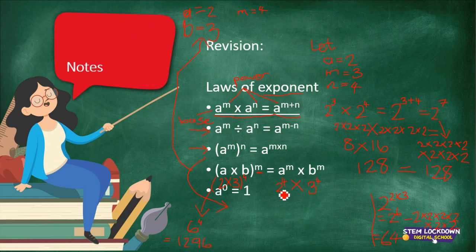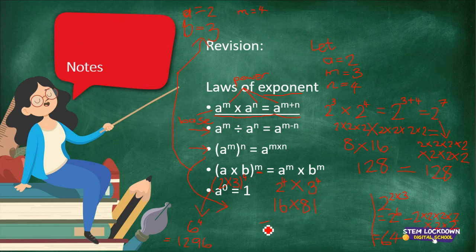Now what is 2 to the power 4? We're multiplying 2 by itself 4 times. So it's 2 times 2 times 2 times 2, 16. My answer is 16 there. Multiplied by 3 to the power 4. Again, 3 times 3 times 3 times 3. Answer is 81.